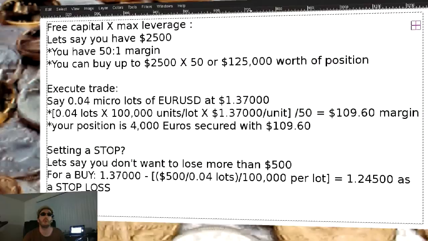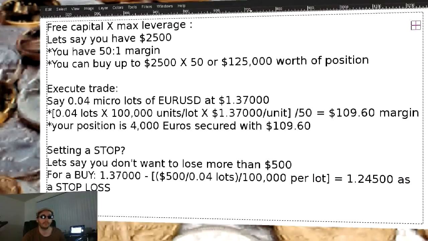Carrying on with our example of the 4 micro lots above, let's say we wanted to limit our losses to $500. Well, the price at the time of execution is $1.37. So, assuming it was a buy position that we executed, we can afford for the price to be reduced until the point that we've lost $500. So $1.37, I left the dollar sign off so the units aren't going to match, but I left the dollar sign off at the end too, so we're okay. $1.37 minus $500 divided by 0.04 lots divided by 100,000 per lot. Lots cancels out.